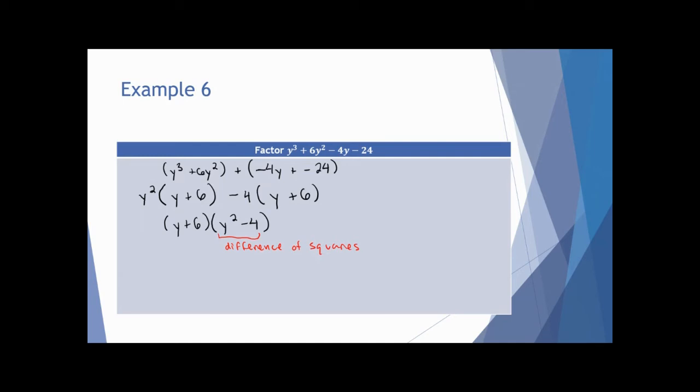So when I do this, the y plus 6 is going to stay. And then I'm going to set up my 2 sets of parentheses because the difference of squares is pretty simple. You have a y times a y to get you your y squared. You have a positive and a negative, and then you need 2 numbers that multiply to 4 and then add to 0, which is 2 times 2. So that's a positive 2 times a negative 2 is minus 4, they add to 0. And so now we are factored completely. So we have y plus 6 times y plus 2 times y minus 2.